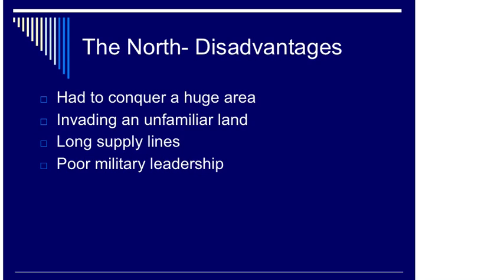And then the North suffers from poor military leadership, especially early in the war. Not so much from President Lincoln, but just the commanders, the generals in charge of the Northern Army, they're not aggressive enough. That's the big problem. They don't attack. And so they suffer from a lack of strong military leadership.